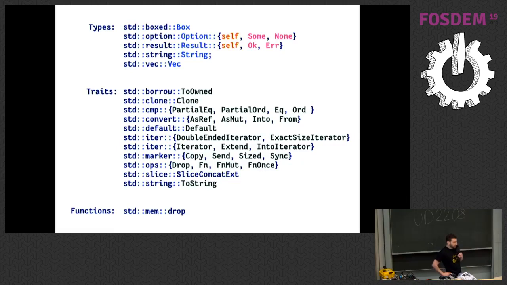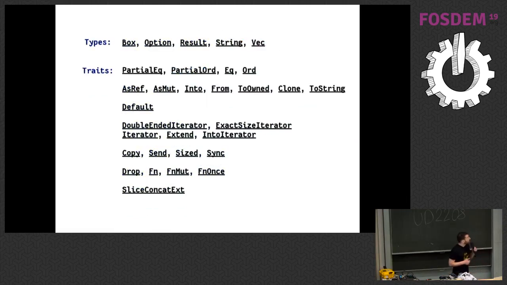A few types, a few traits, and one function. The types are, let me clean it up a little bit for you. The types are things that you need in almost every Rust program. Option and result, string and vector, and some of you might have heard of a box, which is just something like a smart pointer. You have something on the stack that points to something on the heap, and more or less everything that is dynamic, like a string or a vector, is also a smart pointer. And that's quite a helpful abstraction.